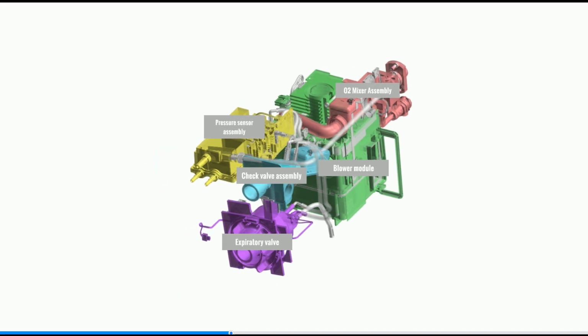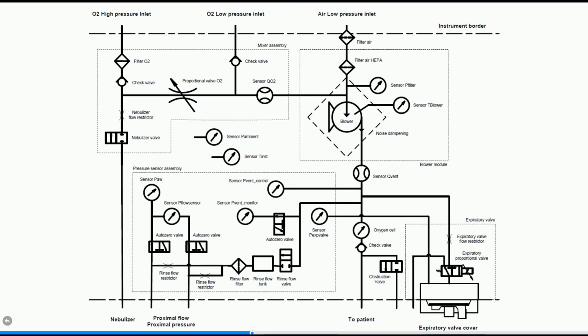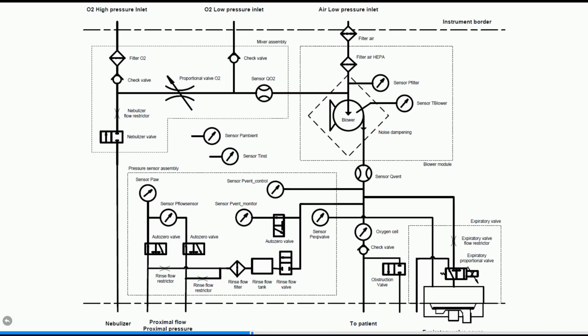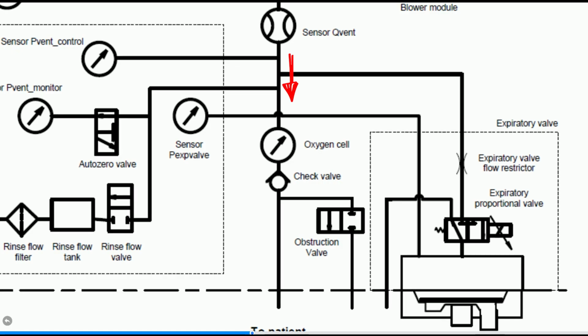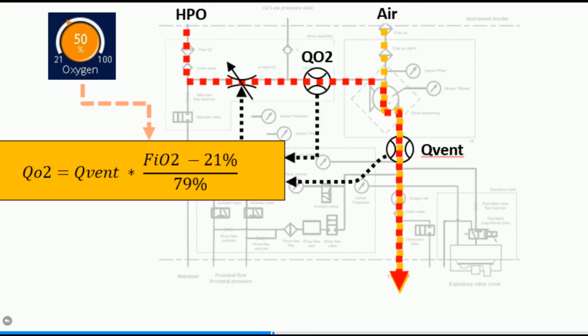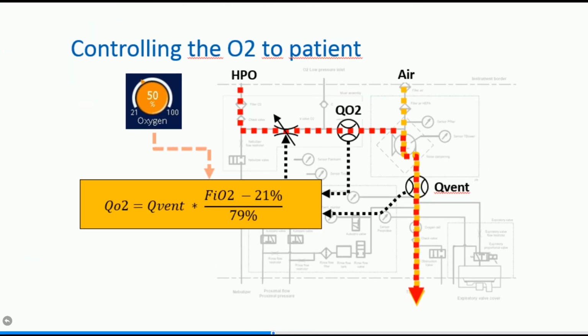Next, we will look at the check valve assembly. The gas coming out of the blower passes through the sensor Q vent and enters the check valve assembly, which consists of the O2 cell, check valve, and obstruction valve. Before moving on to the check valve assembly, let's have a look at how the ventilator controls the oxygen concentration provided to the patient. The amount of oxygen provided is called the fraction of inspired oxygen, or FiO2.